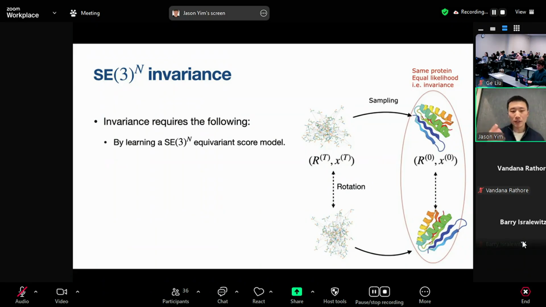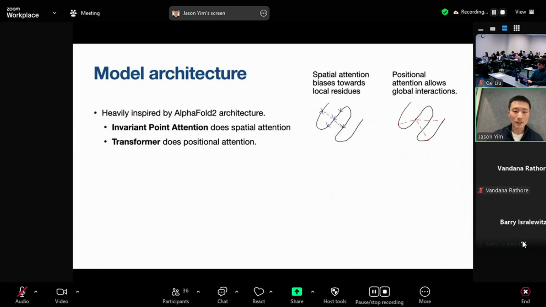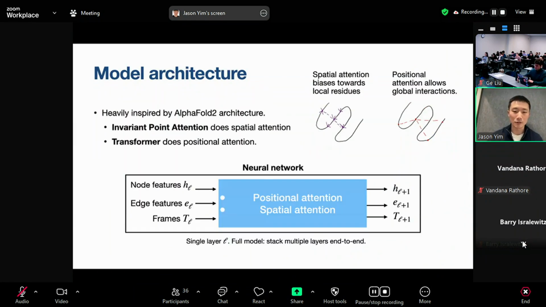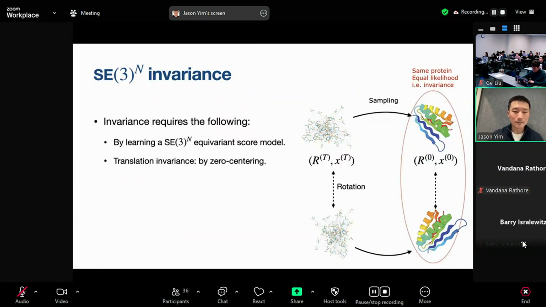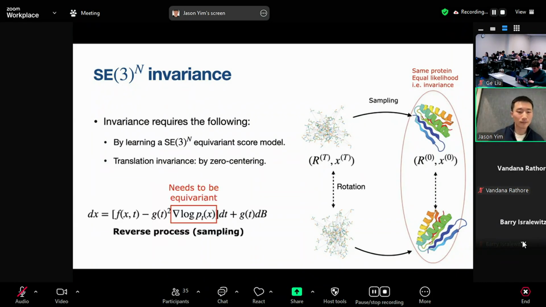So this requires two things. One is you need to have this equivariant score model, and this architecture lets you have SE3 equivariance in there. And then you also have to have translation invariance, which is just keeping the noise at every single step of the process always zero centered to make it translation invariant. And so when I mentioned the score being invariant or equivariant, that's just what this object is, which is learned by a neural network. That has to be equivariant to sample equivariant proteins.